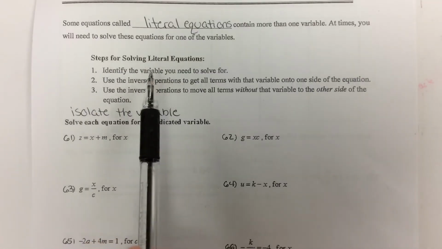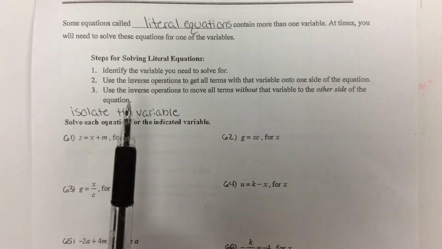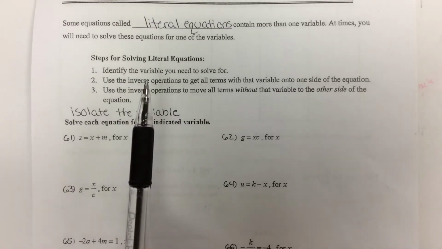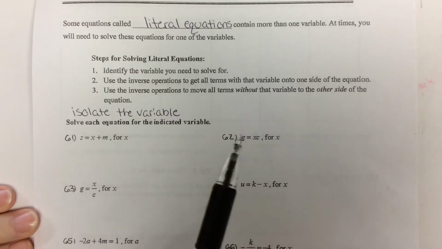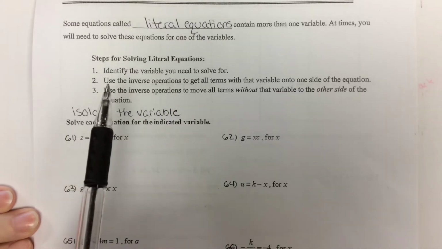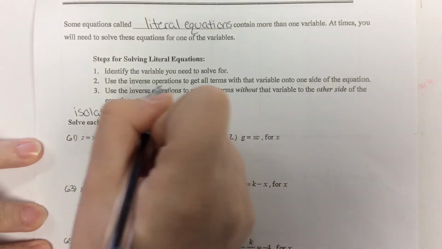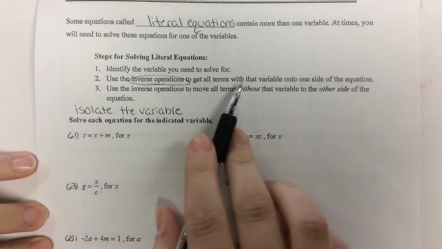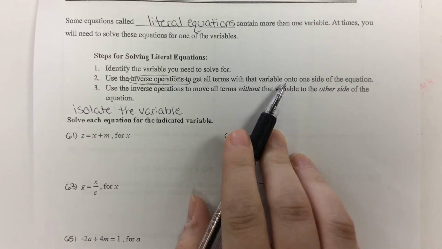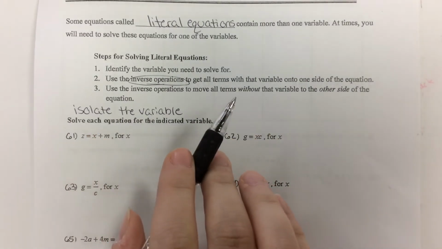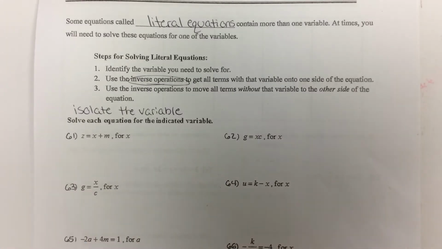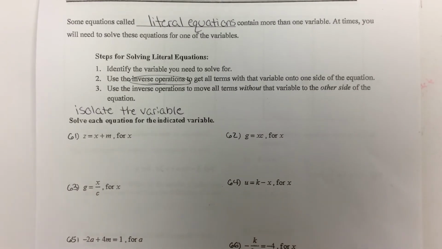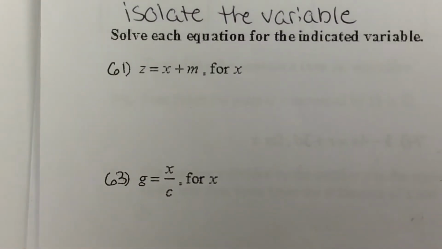Steps for solving literal equations. Very much the same as regular multi-step equations. Identify the variable that you need to solve for. The problem will tell you, so there won't be any confusion. Use the inverse operations. Remember, we've been talking about inverse operations to get all the terms with that variable on one side and everything else, the terms without that variable, to the other side. Remember, we're isolating the variable. So I think the best way to understand is to just go ahead and jump right in and look at an example. All right, so let's look at 61.